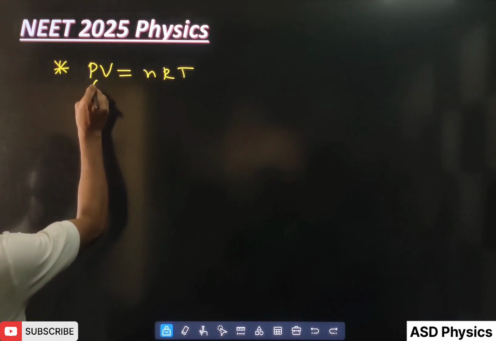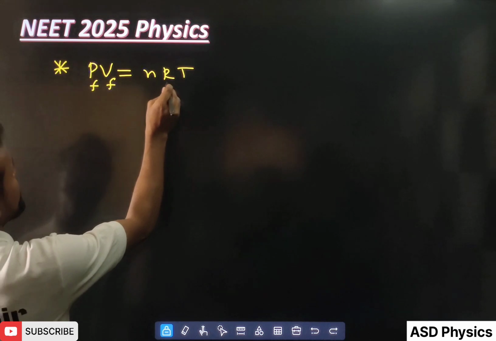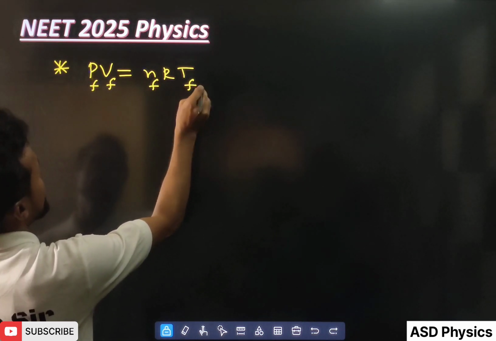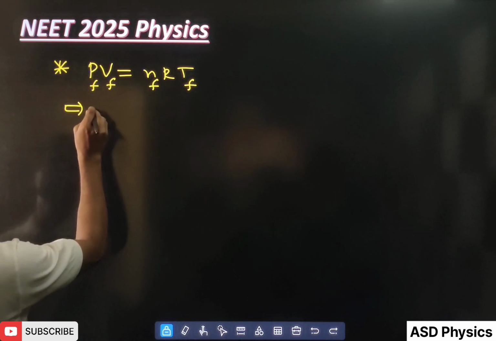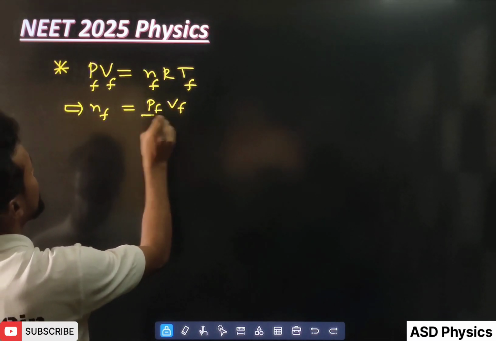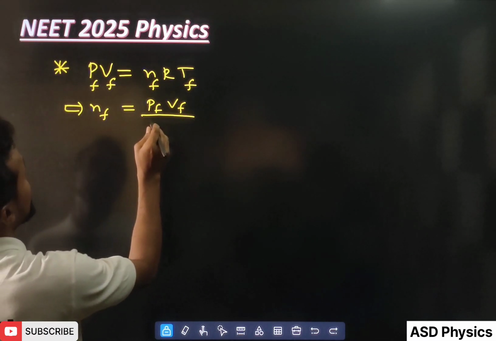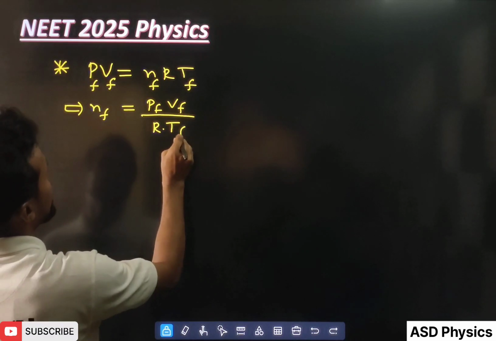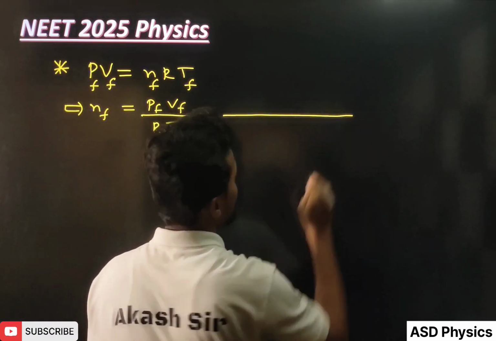We are going to solve for the final situation: PF, VF, NF, and TF. So this final number of moles will come from PF VF = NF R TF. Very basic.